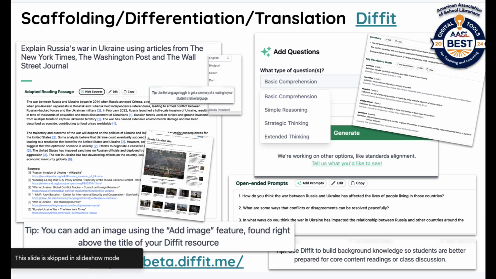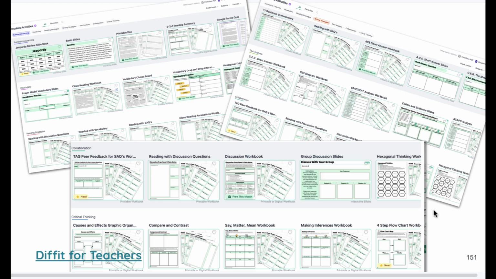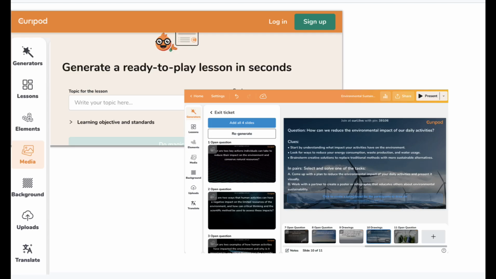I love scaffolding, differentiating, and translation from Diffit, one of my very favorite tools. In this case, I'm asking it to explain Russia's war in Ukraine using articles from the New York Times, Washington Post, and Wall Street Journal. It is linking me to the articles, giving me an adapted passage, coming up with a variety of types of questions I might ask, and open-ended prompts and strategic thinking and extended thinking. But not only that, there's more. It will give me all sorts of scaffolds into which I can dump the prompts and the material that is developed by Diffit.